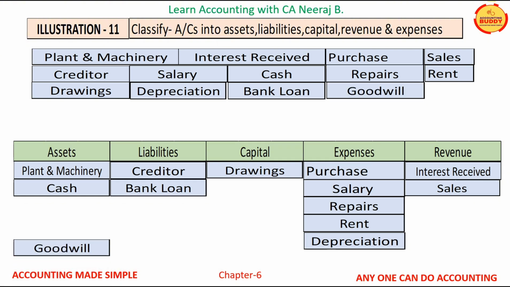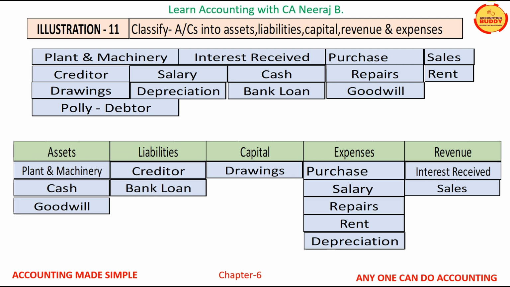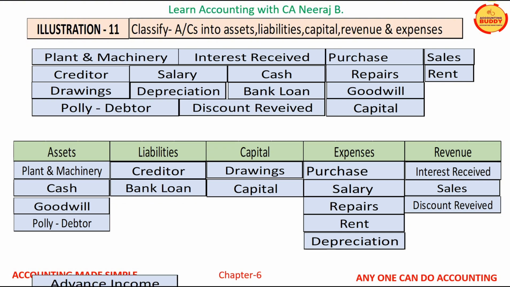Next is goodwill. Goodwill is an intangible asset of the business. Next is debtors. Debtors are the outside parties from whom the money is to be received by the business. Therefore, it is an asset of the business. Next is discount received, is definitely a revenue. Next is capital. Capital is definitely a capital only.